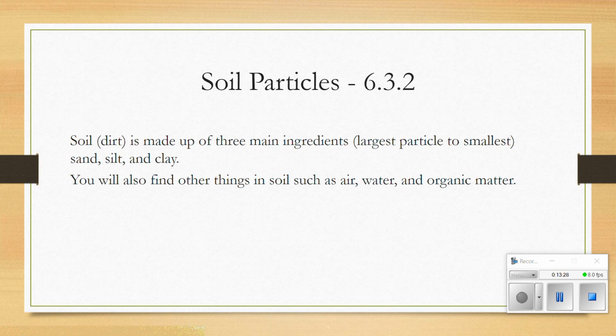And we have soil particles. Soil dirt is made up of three main ingredients. This is the largest and smallest: sand, silt, and clay. You also find air, water, and organic matter in soils, as well as living organisms.